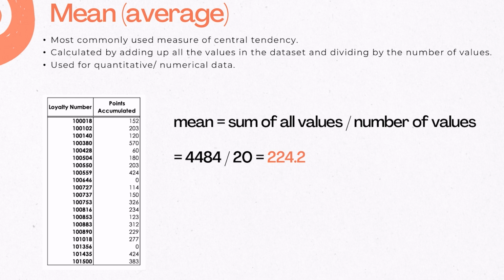So what we need to do, we take all the points here and we sum up all the values. So 152 plus 203 plus 120 plus 570 and so on and so forth. So we get as a sum 4,484. And then we divide by the number of values. If we count here, we have 20. So we divide by 20. And what we get is 224.2 points. So we can answer that on average, our consumers have accumulated 224.2 loyalty points.